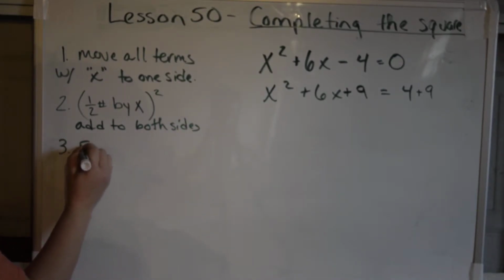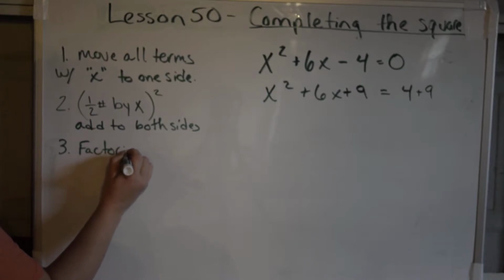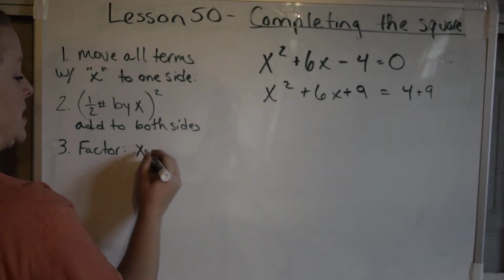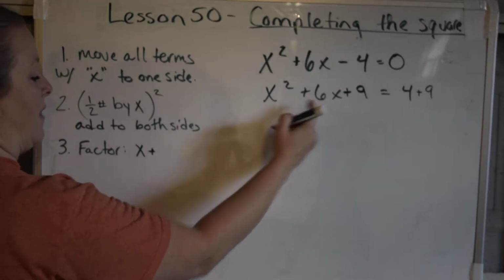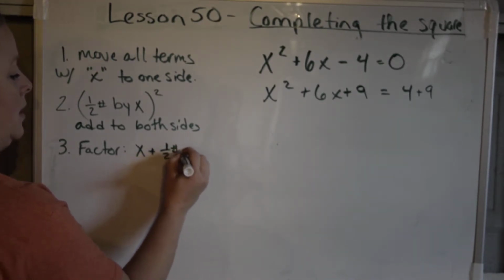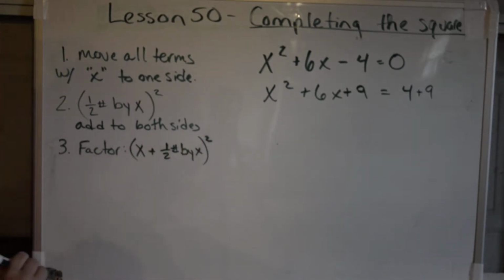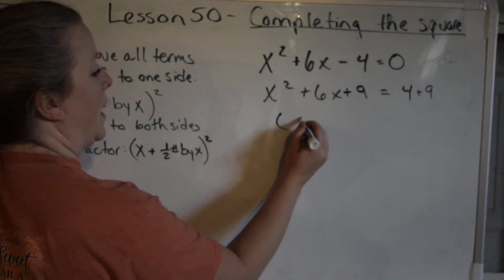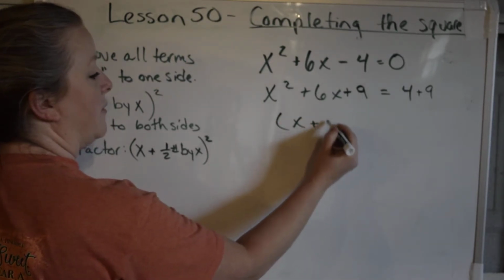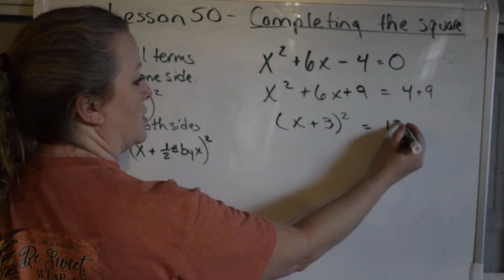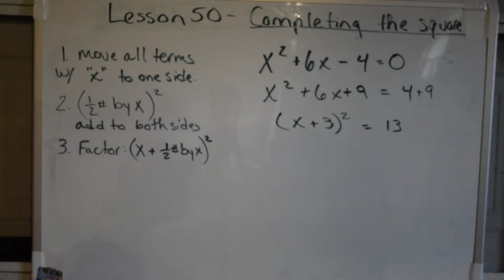Our third step is to factor. When we factor, we start with x, and if it's a plus sign, we have plus half the number by the x, close your parentheses, squared. And it's going to factor that way every time. So in our problem, we'll do x plus half of 6 is 3, close it, squared. And that's equal to 13. And now we're back to where we know how to solve.